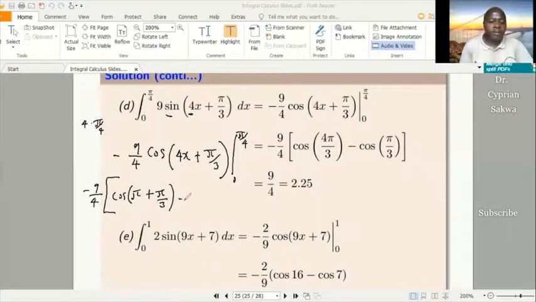And then minus cos, and at this point I'm putting the lower limit, which is 0, instead of x. So this will be 4 times 0, which is 0, then plus pi out of 3. Then close the bracket. Now, what is pi plus pi over 3? This is 4 pi over 3. Let me just write it as 4 pi over 3.